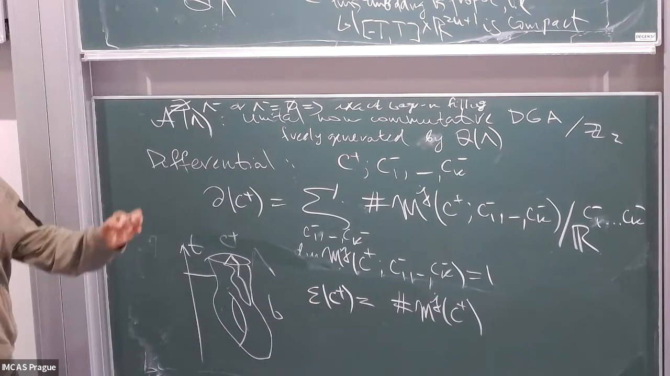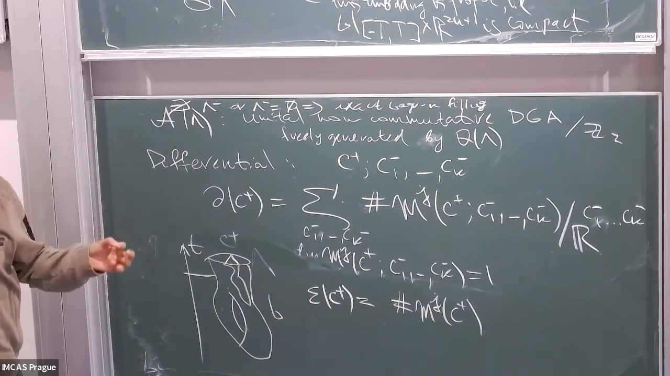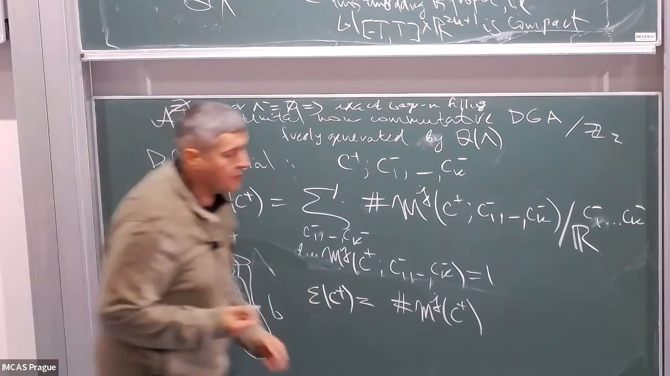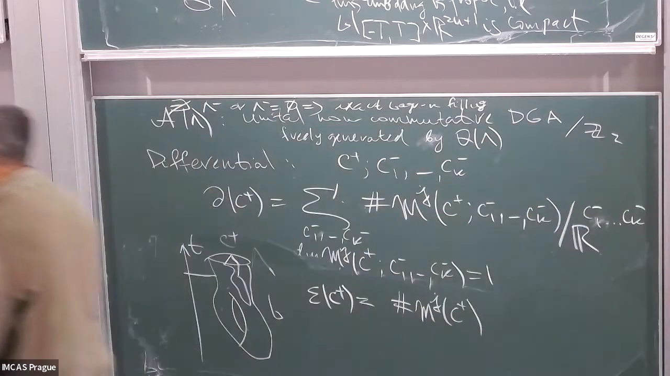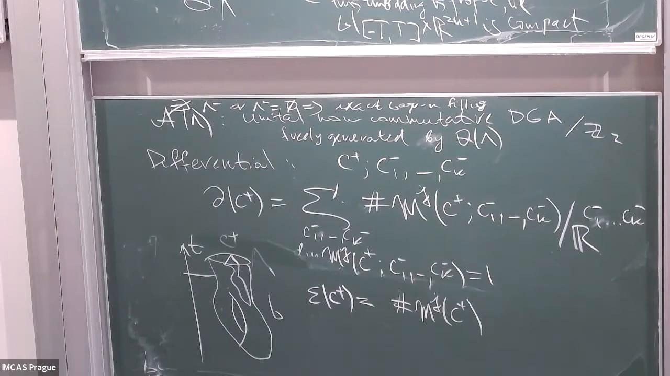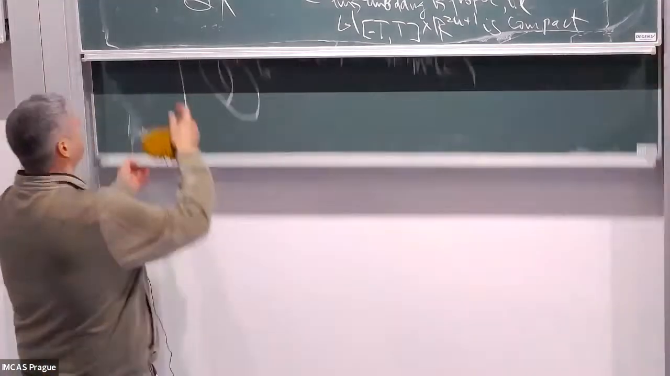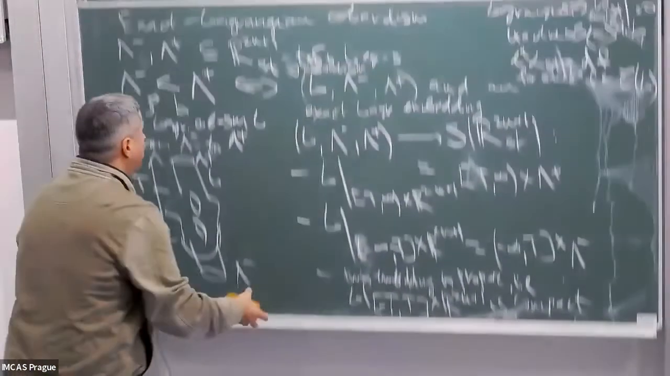Now, what are the obstructions for an augmentation to be geometric or non-geometric? I'll basically mention two obstructions, maybe two, maybe three, so we'll see. So, obstructions.